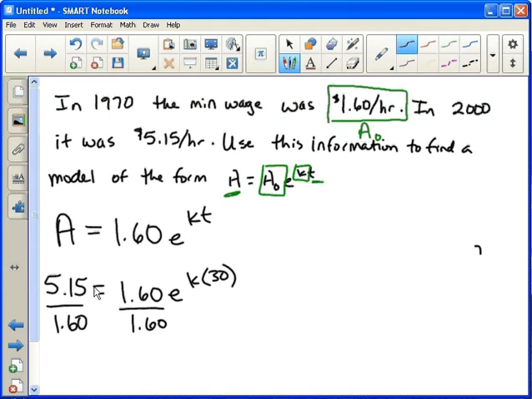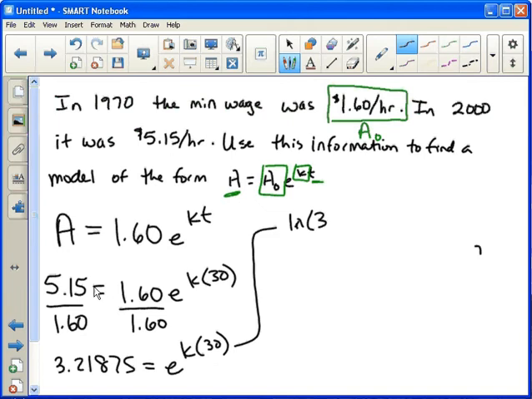That gives me 3.21875. I need to get rid of the e, so I take the natural log of both sides. So I get the natural log of 3.21875 equals k times 30, because remember, the natural log cancels out the e, so we can just get rid of it when we do the natural log of both sides. The last step then is just divide by 30.